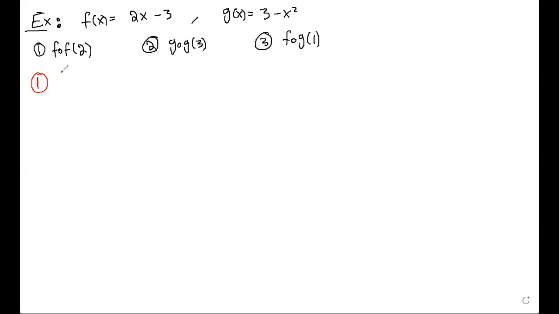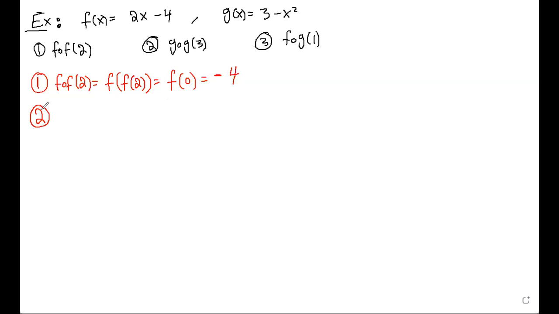So the first one here, f circle f of 2, you plug the 2 inside the function f, I get 2 times 2 minus 3, which is 4 minus 3, so here I get f of 0, and you plug the 0 again, you get minus 4.